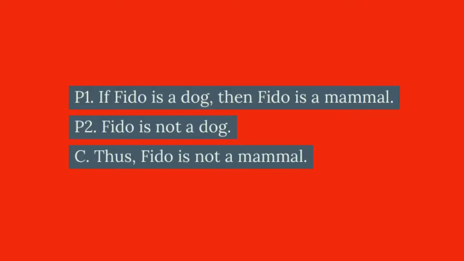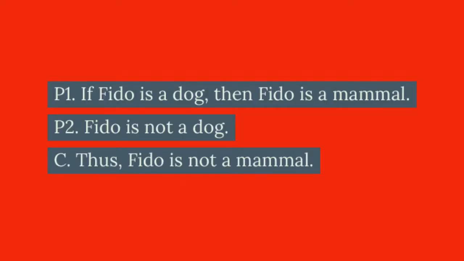The reason this is logical is there's no logical scenario in which Fido can be not a mammal but still be a dog, because all dogs are mammals. But the fallacious way of addressing this argument, the denying of the antecedent, would look like this. Premise 1, if Fido is a dog, Fido is a mammal. Premise 2, Fido is not a dog. Conclusion, thus Fido is not a mammal.